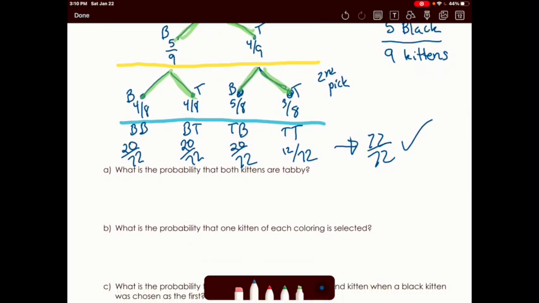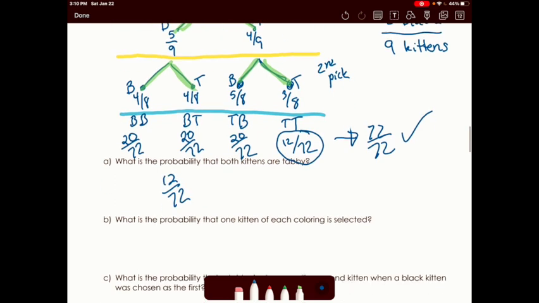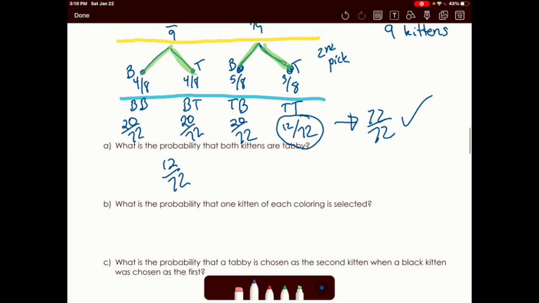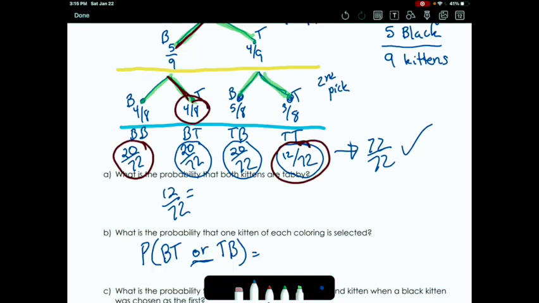Okay, now let's use our tree diagram to answer the questions. Part A says, what is the probability that both kittens are tabby? If I look at our chart, getting both kitties that are tabby would be 12 out of 72. Now, because this is an or statement, we're just going to add them. We're not worried about overlap because they're on different branches and there's no chance of this happening at the same time.